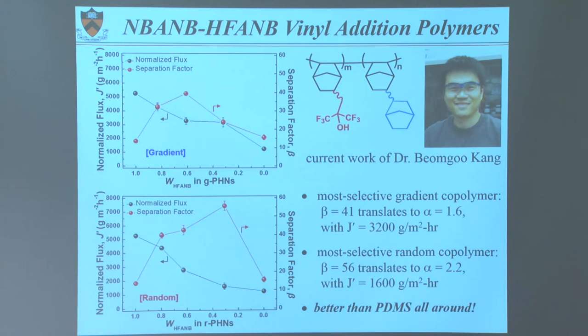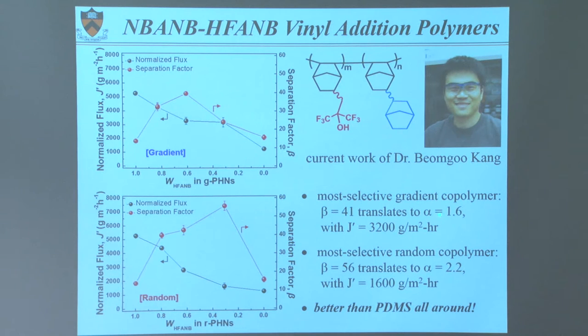This is the work of a new postdoc. Here you can see, again, as you put more of this norbornene in, the flux goes down, no surprise. And as you put more of this in, initially the separation improves, and now these numbers are pretty good. The best block copolymer, or gradient copolymer, has a process separation factor of 41, and the best random copolymer, at least the most selective one, is 56. It's actually a little bit better than the block copolymers.